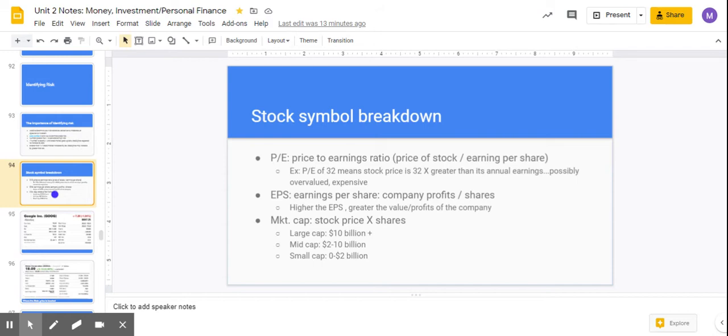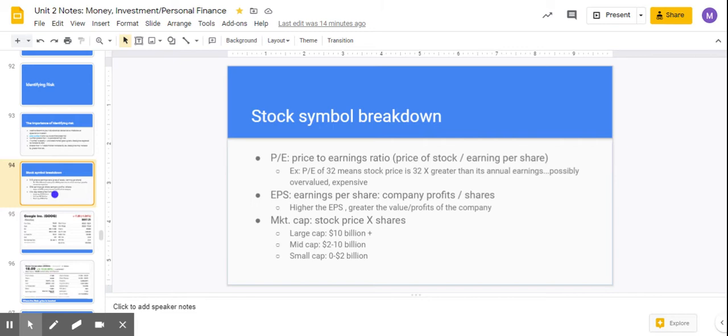So the higher the PE, that means it might be a little more overvalued. It might be more expensive. Actually, it definitely is more expensive. And it might be overvalued. There might be a bubble here. A price to earnings ratio closer to 10 or 5 would indicate that the stock is performing along with the value of the company. So what to keep in mind here, a greater number means that the value of the stock might be inflated. There might be too much demand, and at some point that bubble is going to pop.